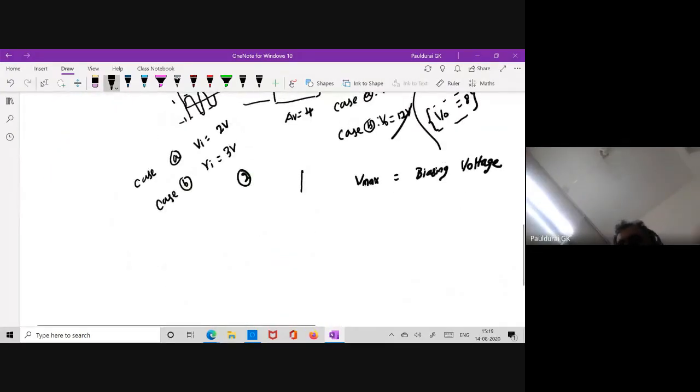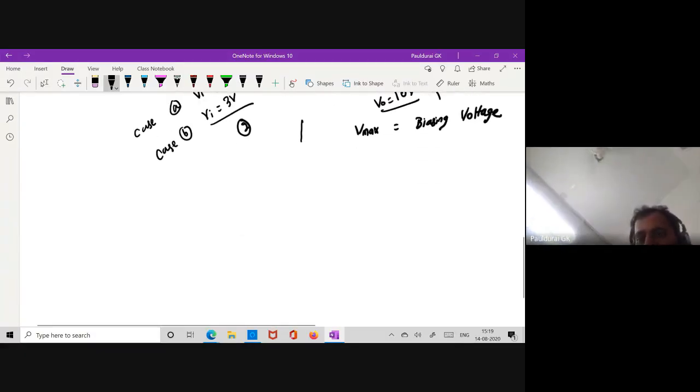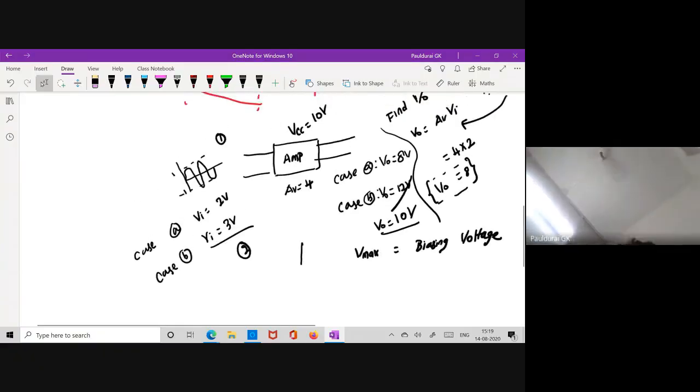Okay. So you are expecting 12, but what is the output voltage? V out equal to 10 volt. So if you give 3 volt, you will get 10 volt. You want to know why? So this is the maximum extreme. So now this is the need for sketching the DC load line.